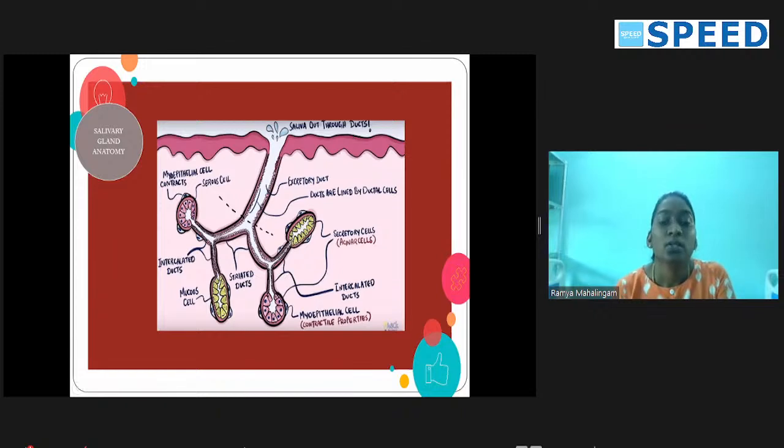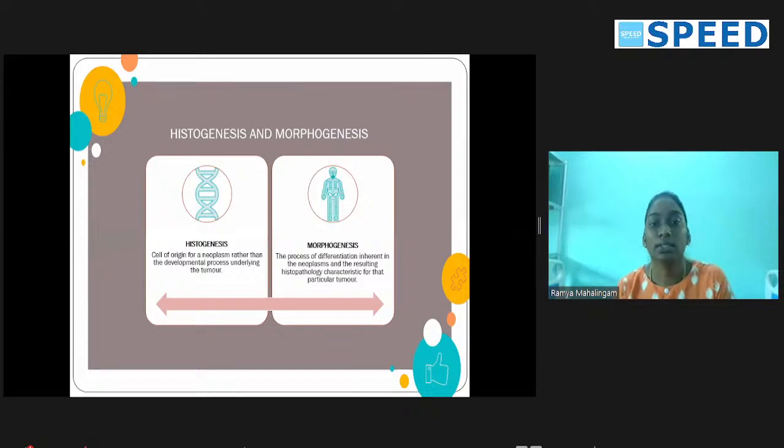So you have to know about the mucous cells, the serous cells, and the myoepithelial cells. All these cells will give rise to an individual tumor. Many tumors will have predominant myoepithelial cells, predominant mucous cells, or predominant serous cells. So this is the concept. The histogenic concept just means which cells will contribute to the main formation of the neoplasm itself.